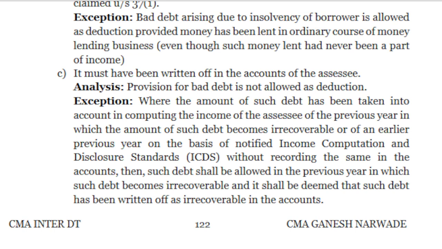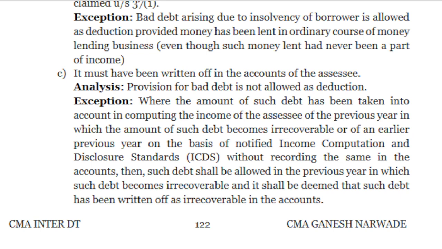Now, bad debts is not allowed to the assessee who maintains the books of accounts on cash basis. If you are maintaining on cash basis, then there is no bad debts to you, because you will not recognize any income on credit basis. If your business is cash basis, your income is also cash, expenditure is also cash. So there is no credit income, there is no bad debt. Simple, right?